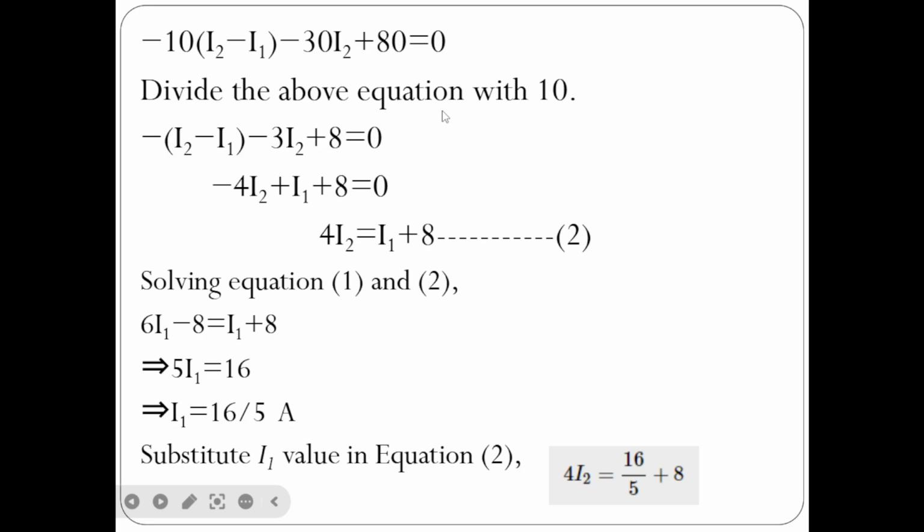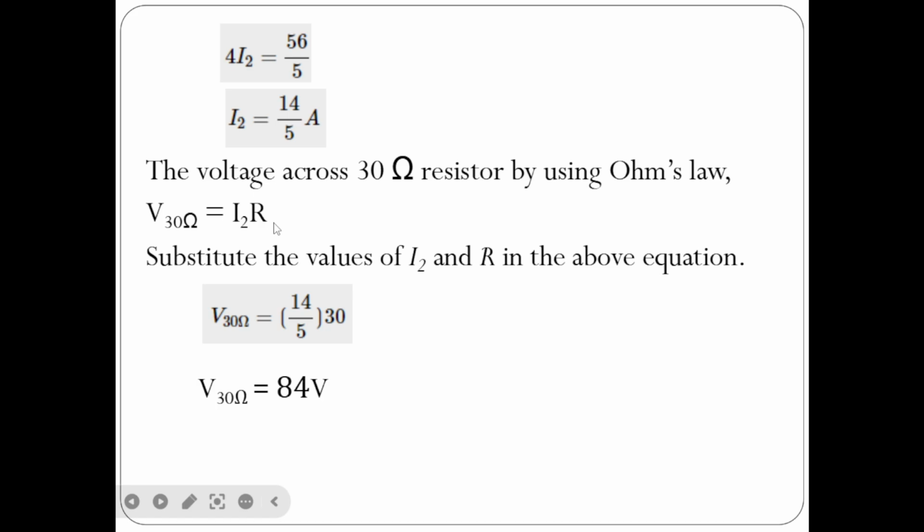Now solve equation 1 and 2. You will get I1. So I1 you have got as 16 by 5. Now substitute I1 in equation 1 or 2. You will get I2. So this is my I2, that is 14 by 5 amperes. Since they have asked us to determine the voltage across 30 ohms, what is the formula? That is I2 into R. So I2 is 14 by 5. What is the R value? 30. So 14 by 5 into 30, you will get V30 ohms is equal to 84 volts.